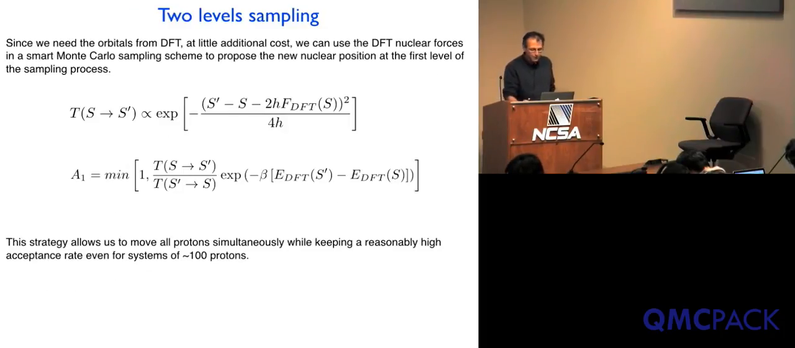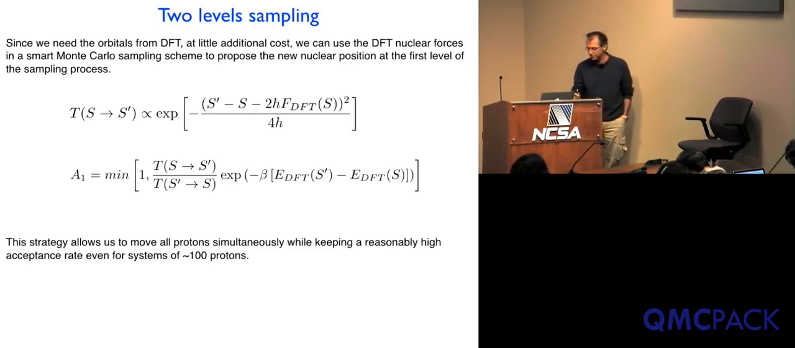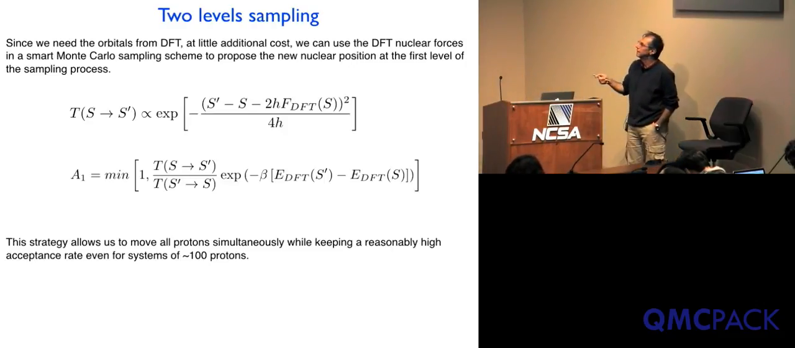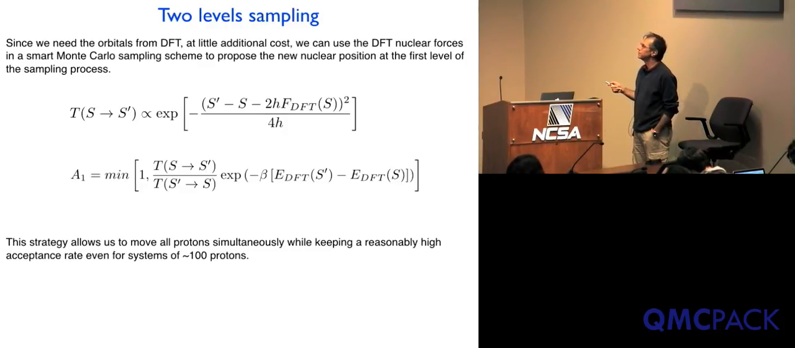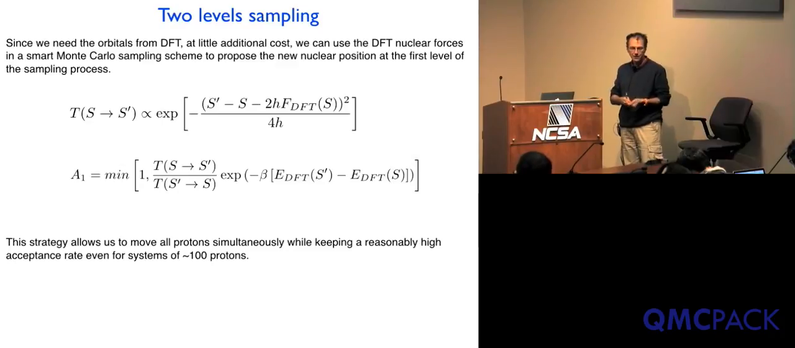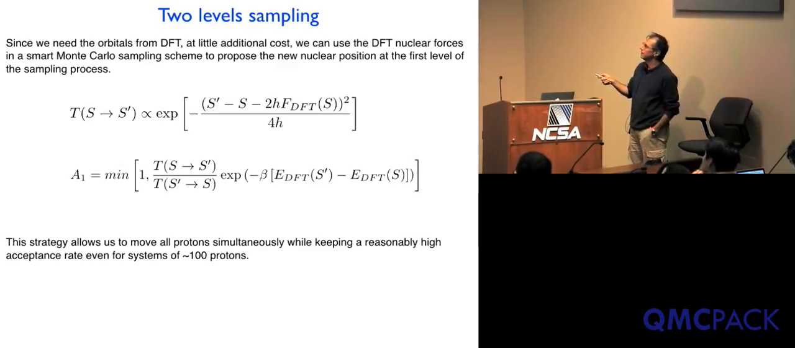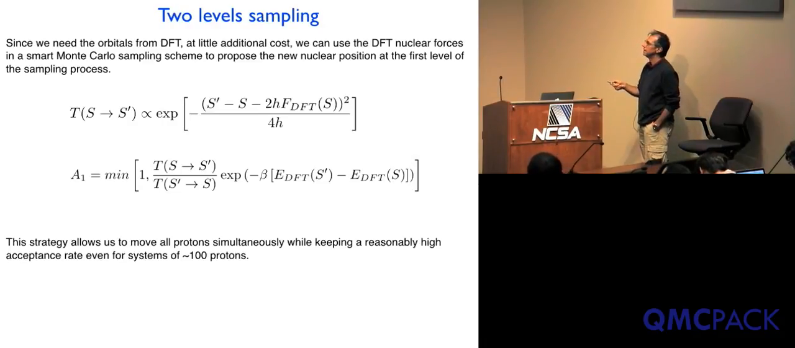Okay, here for the two-level sampling, in the actual calculation that we are performing right now, what we do is we use this transition probability, which you might recognize as the DMC propagator. But here we use the force from DFT, because in our wave function we have the orbitals from DFT. So simultaneously you get the forces. We propose the move with the drifted Monte Carlo with the forces, and then we accept or reject.